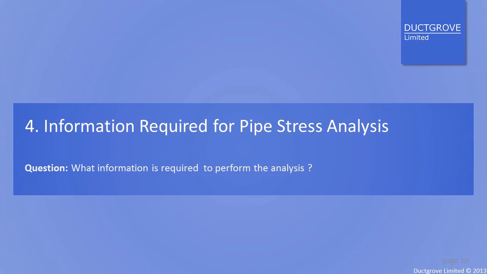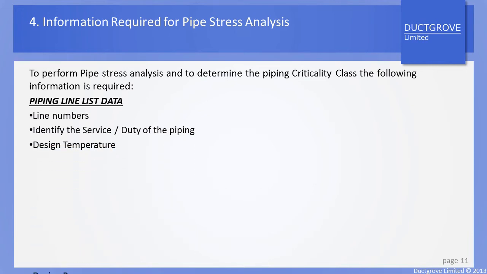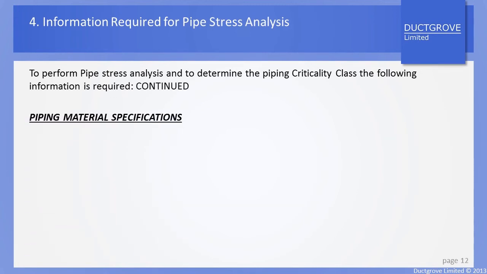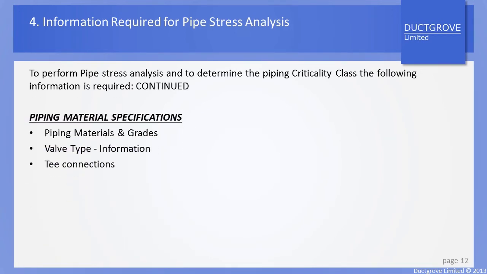Information required for pipe stress analysis. To perform pipe stress analysis and to determine the piping criticality class, the following information is required. The line number specifying the duty and service of the piping, the design temperature, design pressure, the operating temperature, operating pressure, test medium, line sizes, and insulation type and thickness. Also, the piping material and grade, valve types and other information of rigid fittings, T-type connections and any corrosion allowance.